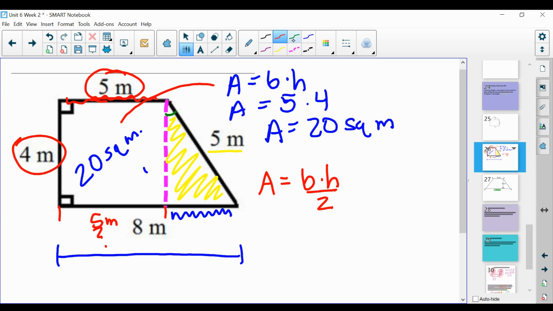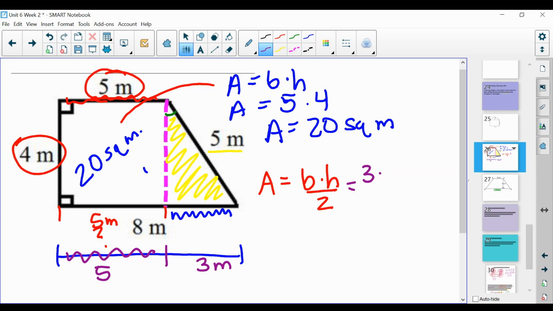But what we can do is kind of the same thing we did yesterday. If we know that this line from here to here is 8, and we know that this chunk is taken up by 5, we can use subtraction to figure out this part, our base of our triangle, is 3 meters. Okay, so I'm going to fill that in over here. 3. And now we need to figure out our height, okay?